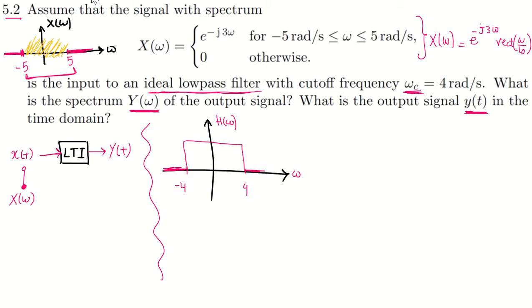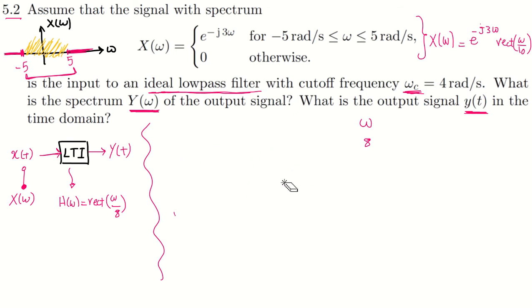We saw that we can express h of omega using a rectangular function. It equals a rectangular function with omega over 2 times the cutoff frequency, or 8. So we have a system, and the frequency response of this system is a rectangular function with omega over 8.